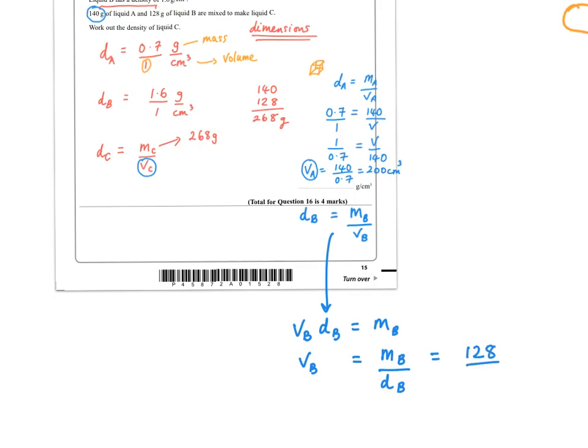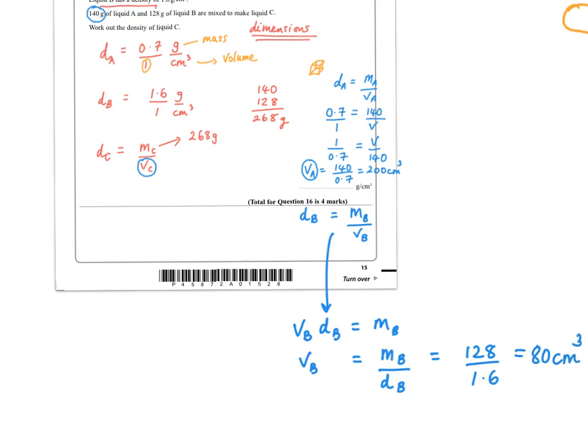And it told you its density at the start of the question, which was 1.6. So the volume is going to be 128 divided by 1.6, and I get 80. And that's 80 centimetre cubes.